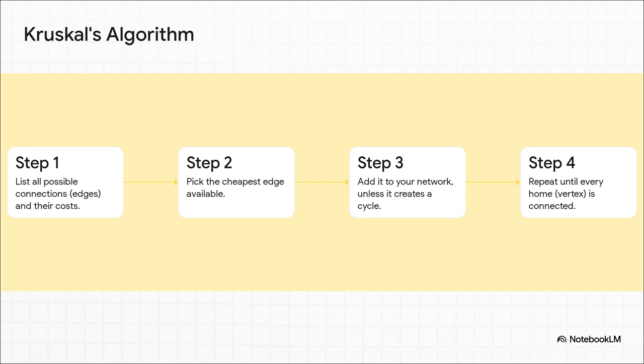Now, the method for solving this is beautifully simple. It's called an algorithm, which is really just a fancy word for a recipe. Here's what you do. First, you just look at all the possible connections and what they cost. Then, you just pick the cheapest one available. You add it to your network, but, and this is the most important part, you can't add it if it creates a loop. Then you just keep doing that over and over until everyone's connected.